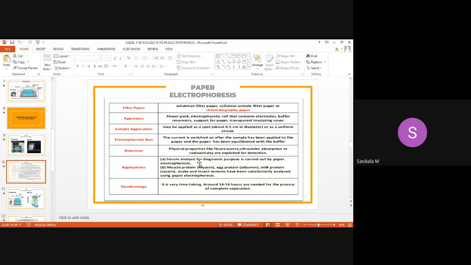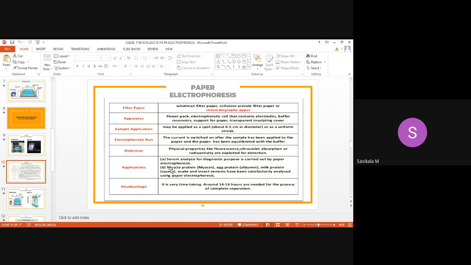Applications are serum analysis. Hope you know how to make serum from blood. Serum analysis for diagnostic purpose is carried out by paper electrophoresis. Any disease diagnosis is carried out by paper electrophoresis. So it has more clinical application, and that is why you are learning it in this syllabus.